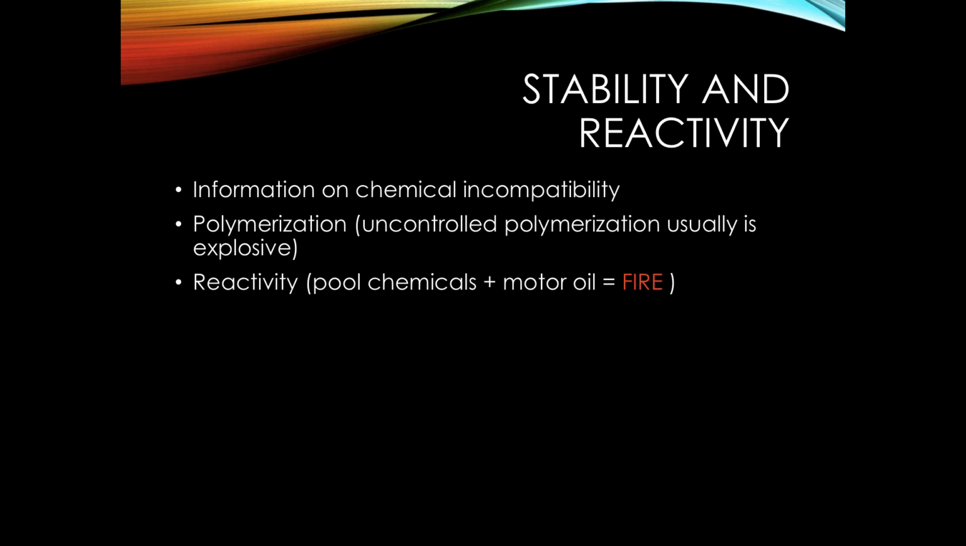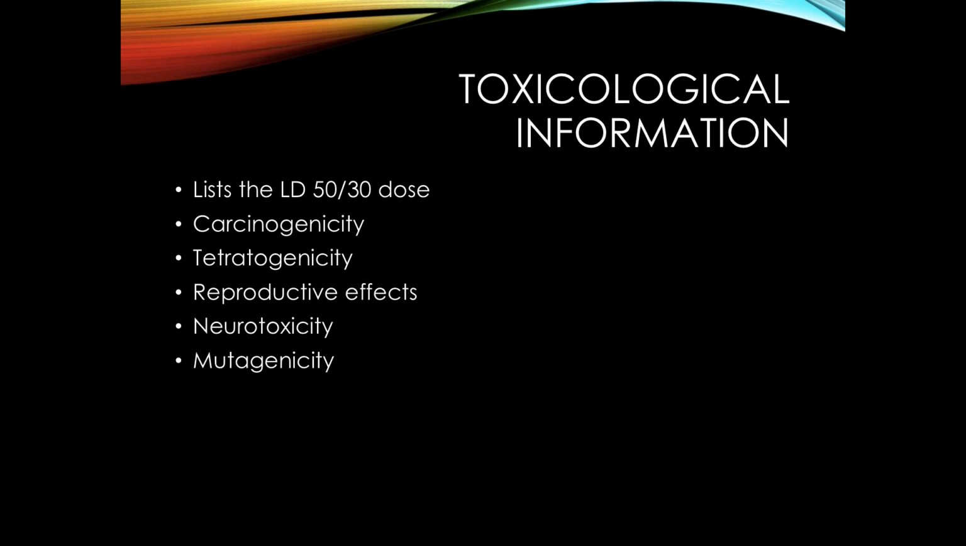Stability and reactivity, some information on chemical incompatibilities. Polymerization: uncontrolled polymerization usually is explosive. We don't want uncontrolled polymerizations. And reactivity, so if you mix pool chemicals and motor oil together, it makes fire. So we want to keep pool chemicals and motor oil away from each other, and then it burns. And you want to find out if something polymerizes or not. You have no idea, right? But in your book, under your chemical names in the blue section, or even in the yellow section through numbers, you'll find a bold P next to it. If it has a P, that means it can polymerize. Way to know how to read your book.